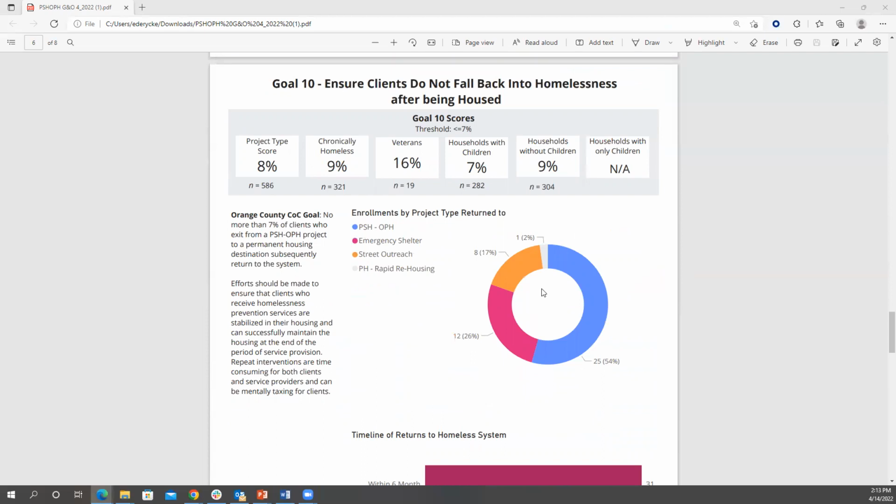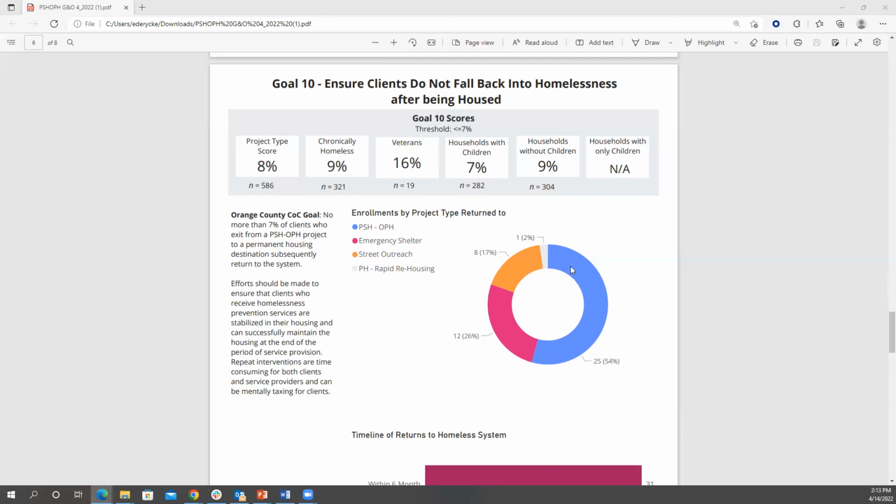Goal 10 is looking at clients that re-enter the homeless system after exiting to permanent housing. So there's usually not a lot of data for permanent supportive housing and other permanent housing projects for this measure, because there's not a lot of exits from these projects. But for those that did return, you can see the different project types that they are returning to.